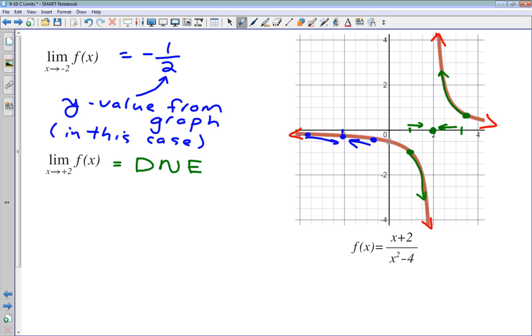Okay? So we don't have a consistent value we're heading towards, so the limit doesn't exist. So these are our possibles. It can tend towards a specific value, or sometimes we don't have a limit that exists. Okay.